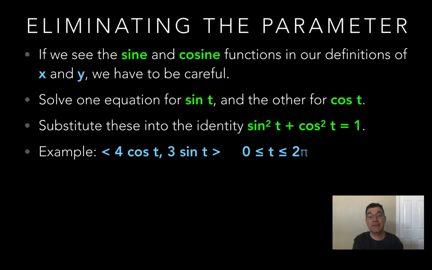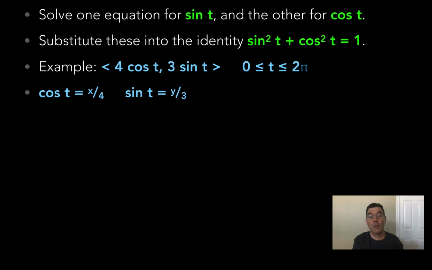So let's say I have a different example, and x equals 4 times the cosine of t and y equals 3 times the sine of t as t goes from 0 to 2 pi. Well, if I solve the x equation for cosine t, I get that cosine t equals x over 4. And the y equation, if I divide by 3 on both sides, I get that the sine of t equals y over 3.